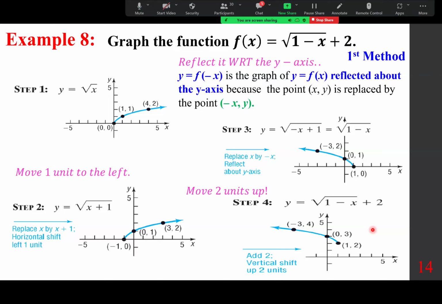Just for the sake of argument, if they ask for the domain, it's all the way from negative infinity to 1, and the range from 2 to infinity. I hope everybody can figure this out. Domain, range. The y coordinate is 2 all the way to infinity, in case.